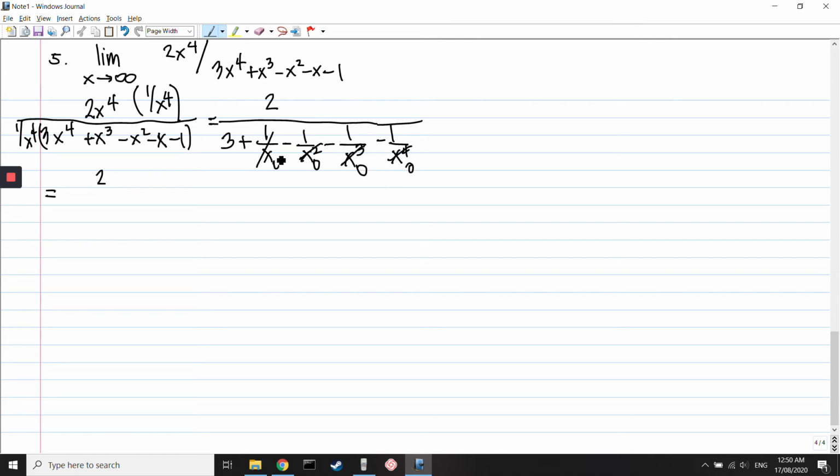Applying the rule of numbers, if 0 is the denominator, the fraction is undefined. So automatically these terms are considered as 0. Then the answer is 2 over 3.